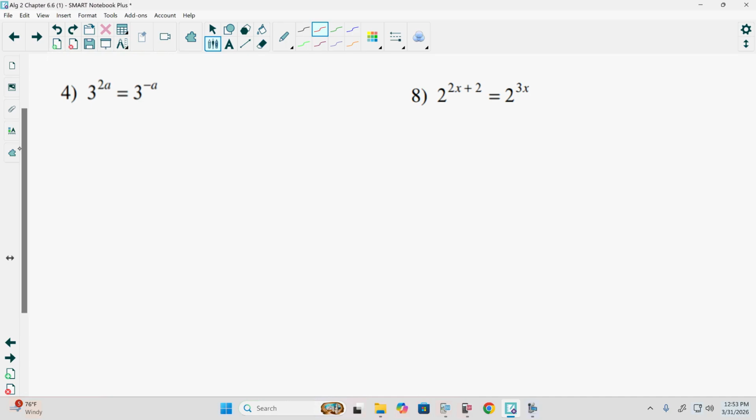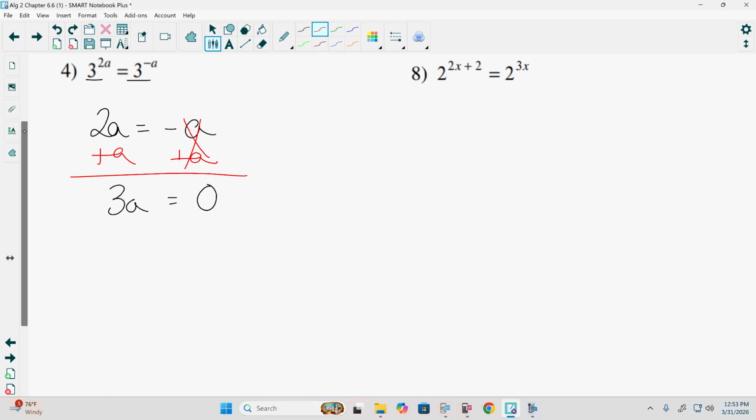But if we were looking at this here, 3 to the 2a equals 3 to the negative a. Since the bases are the same and there's only 1 on each side, the only way this works is if the exponents are the same. So we're saying 2a is equal to negative a. What can we do first? Add a to both sides. Negative a plus a is 0. Since there's nothing else on the right-hand side, it would just be 0. 2a plus a is 3a.